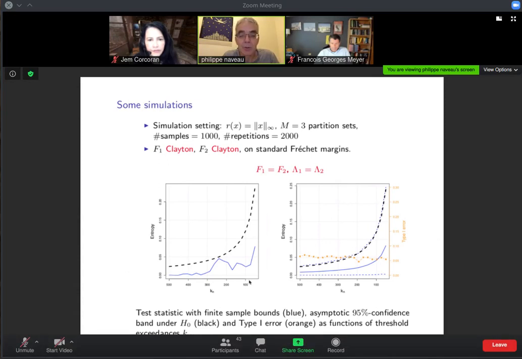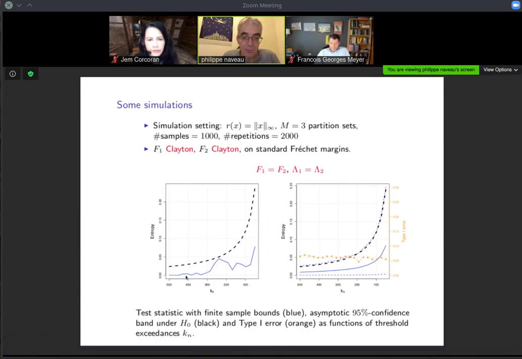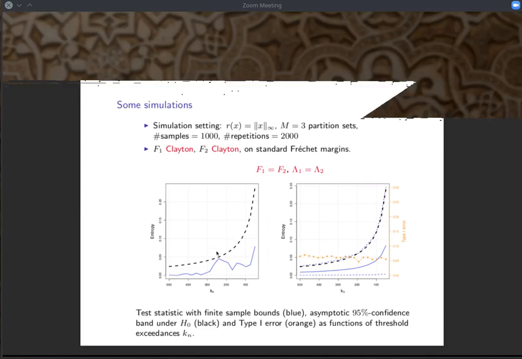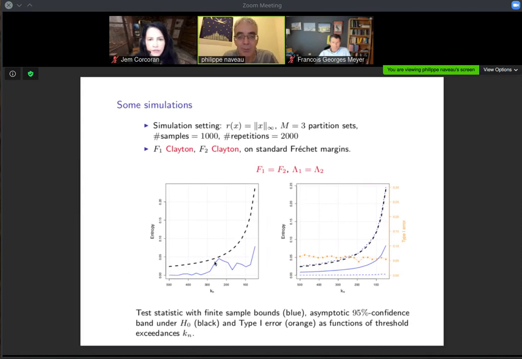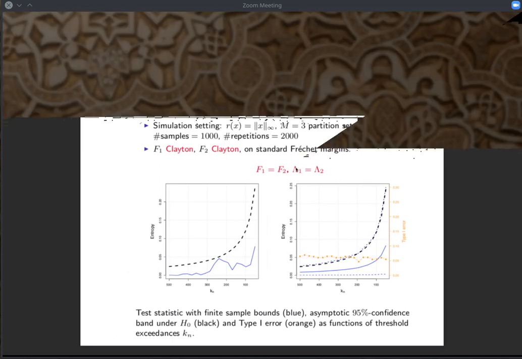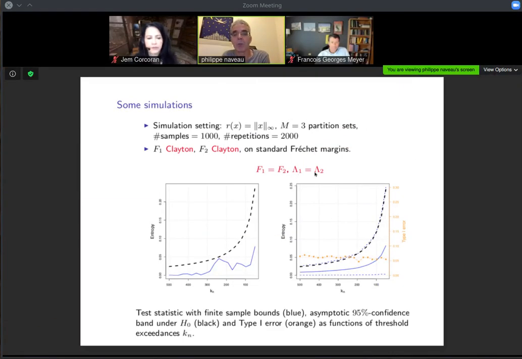As I said before, we know that under the null hypothesis, the statistic of the entropy, the Kullback-Leibler divergence, should follow a chi-square distribution with degree k minus 1. So this is the black line at the 95 confidence level. If you look at this graph, from this simulated example, I know that F1 equals F2, that means the two distributions are equal, and delta 1 equals delta 2, it means that the extreme dependence function is also the same.